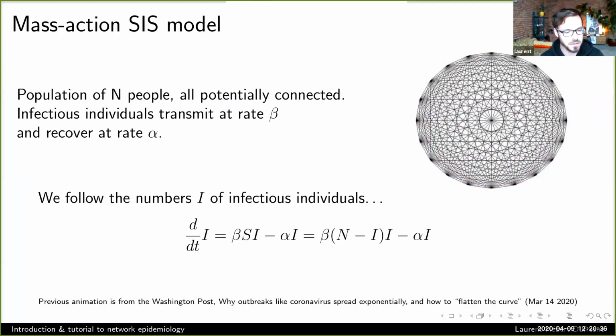Those are the classic models. They can be analyzed very easily because there's no underlying structure. You have this mass action mechanism, which means that any potential interaction can occur. They're all equally likely. So they're pretty easy to model with mathematical formulas.